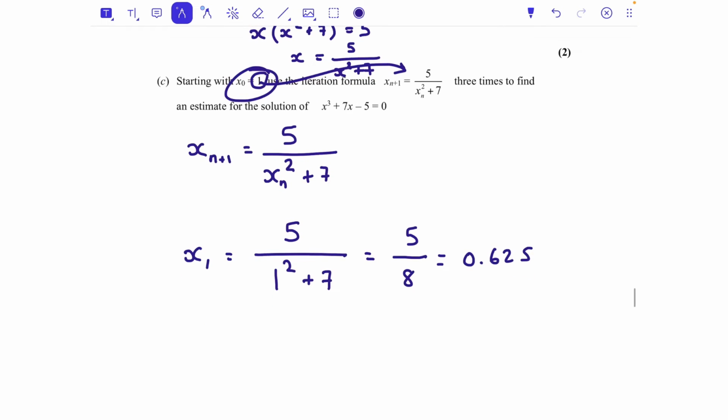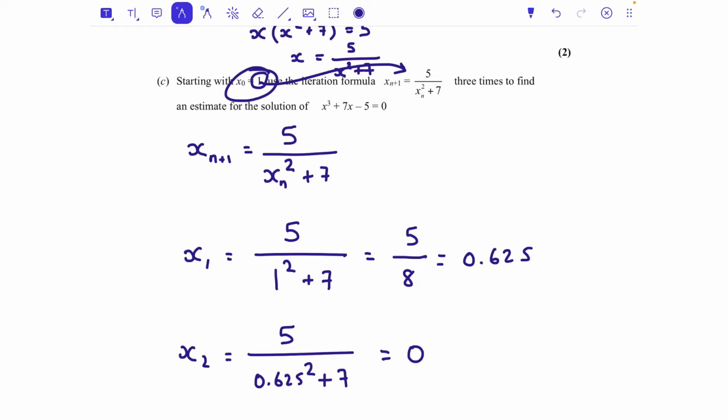And then that is our x1. So we're going to go again, and we're going to get x number 2 by doing 5 divided by 0.625 squared, add 7. So to get to the next answer, you're just putting the one before in. Just going to use my calculator. 5 on the top and 0.625 squared, add 7 on the denominator.